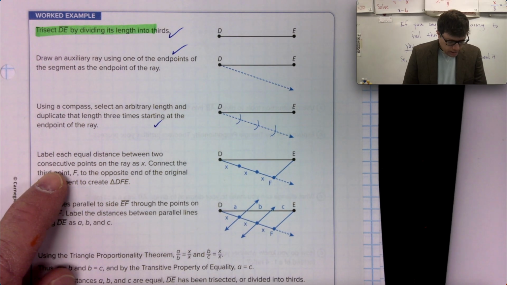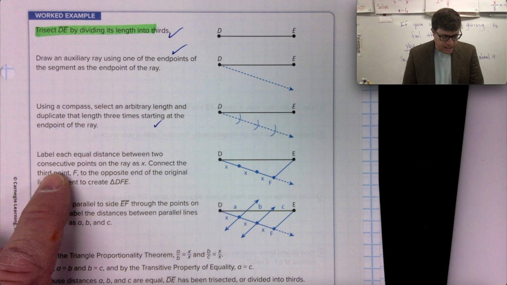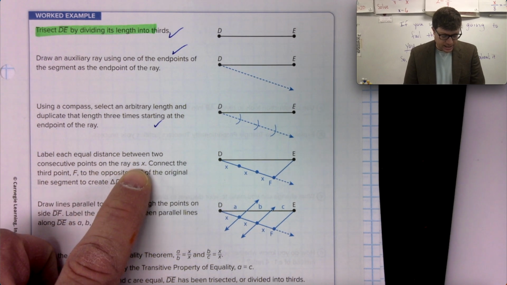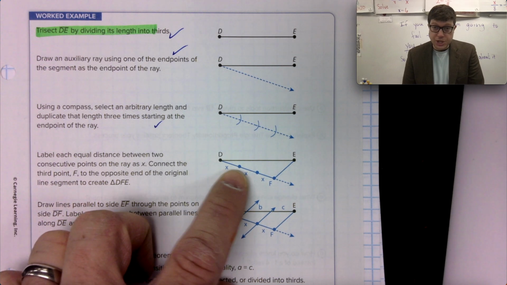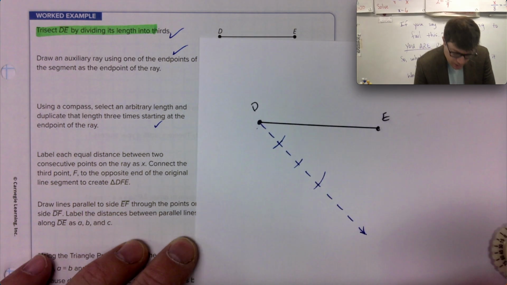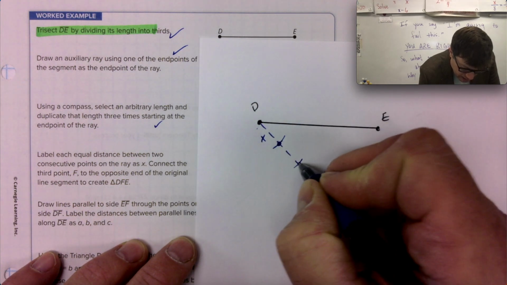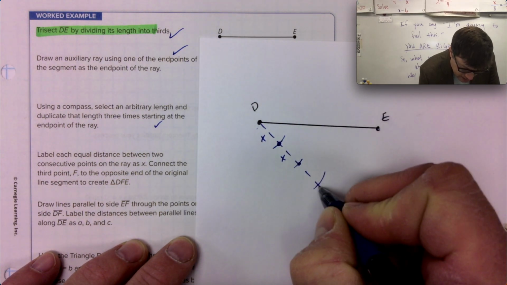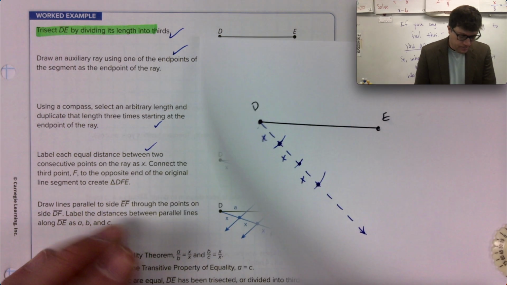Okay, label each equal distance between 2 consecutive points on the ray as X. Oh, like that. X, then X, then X. They also put dots there, so I'm going to do the dots as well. So I've got a dot, and I have X. Then I have another dot, and I have an X. And then I have my third dot, and I have X. So that part is done.